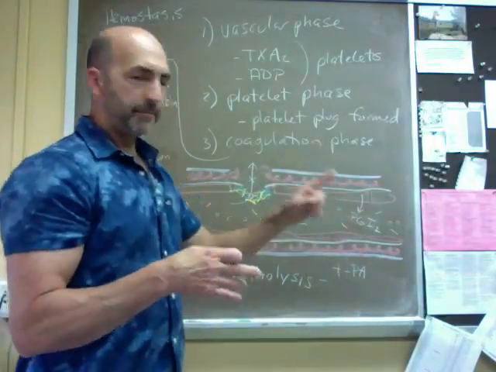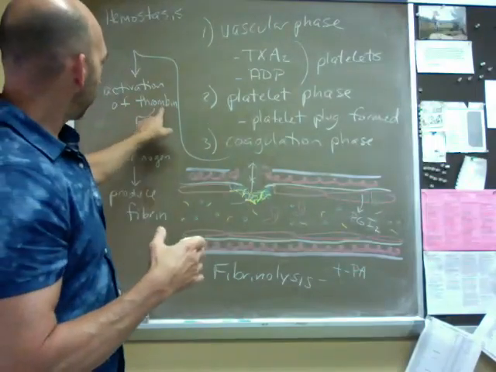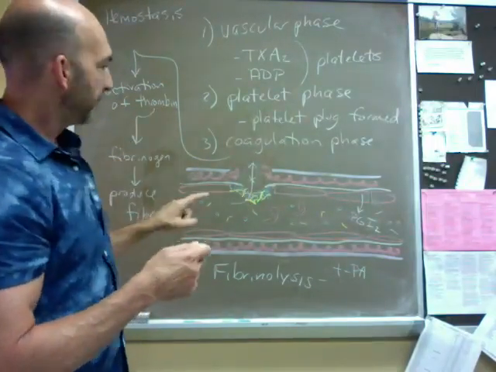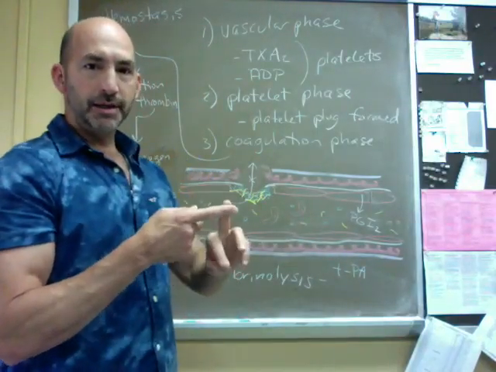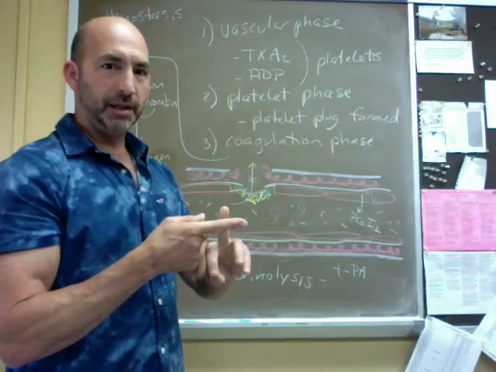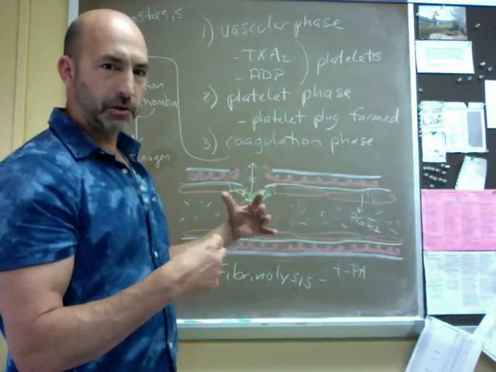So TPA converts, kind of like, remember how thrombin on the other end of things, making a clot, thrombin converted fibrinogen to fibrin. TPA converts plasminogen to plasmin. Plasmin being the active enzyme that digests fibrin, chews it up, starts to degrade our clot.